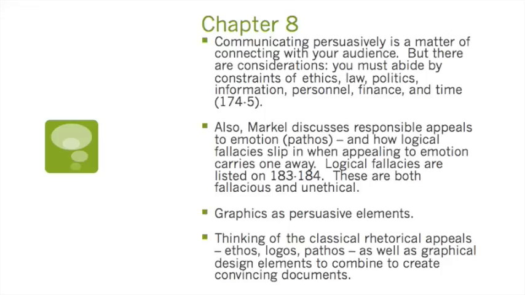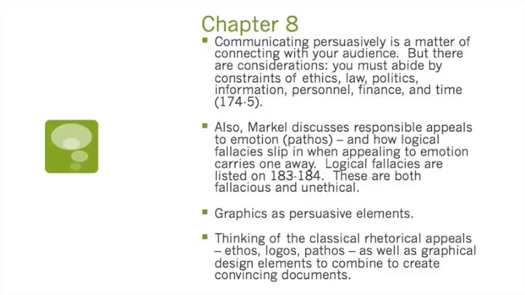So Markel discusses in Chapter 8 that you have to be responsible, however, when presenting information. Obviously, many people are inclined to appeal to emotion. That's an appeal to pathos. And when you do that, you're vulnerable to including logical fallacies. They often slip into documents and arguments when the appeal to emotion carries one away.